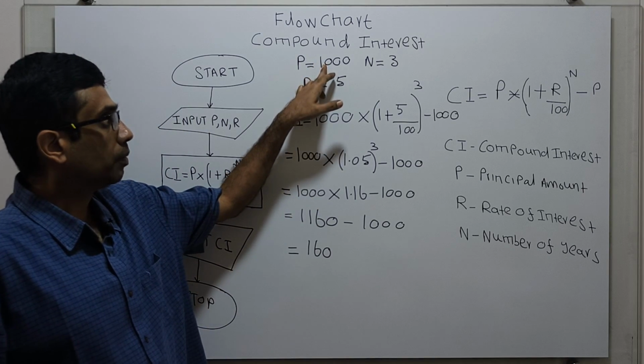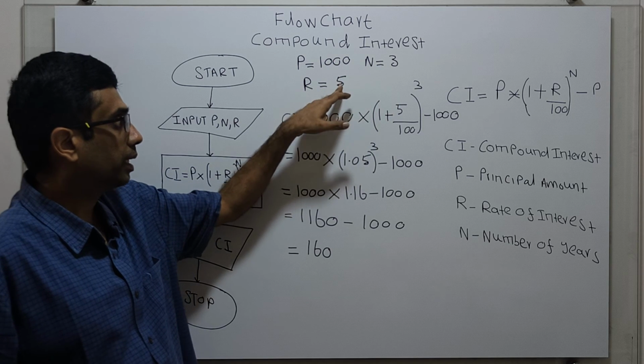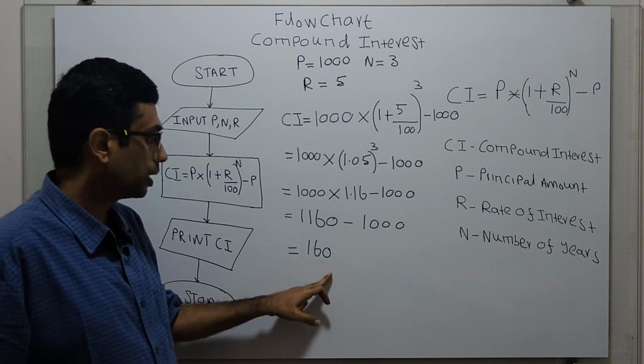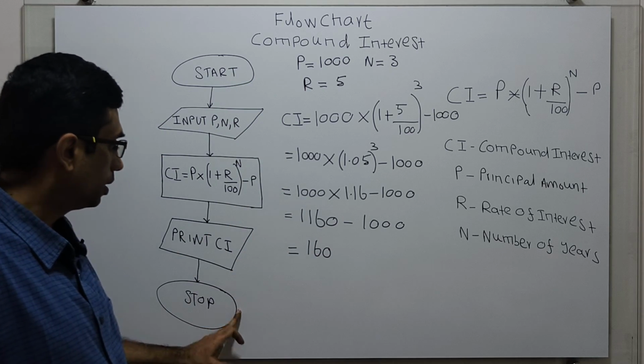I am giving principal amount 1000, number of years 3, rate of interest 5%. I am getting a compound interest 160. In this way, the flowchart works.